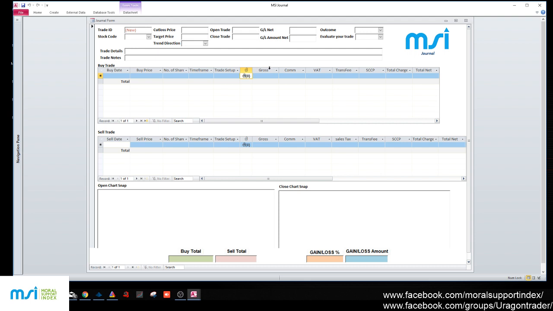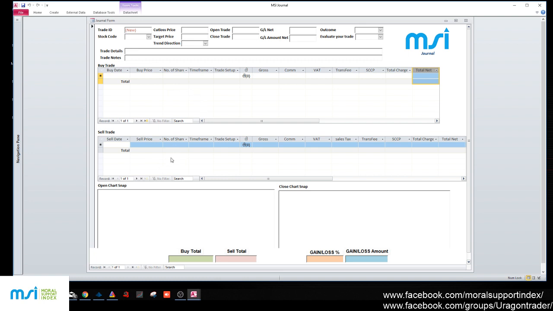And then you have here the gross amount, which are auto-calculated. Gross amount, commission, VAT, transfer fee, SCCP, total charge, and total net. So itong commission, VAT, transfer fee, SCCP, these are all based on call financial charges. So you add this four, that will be your total charges. And total charges less the gross amount will be your total net. Okay? So yan yung pagbibili kayo.